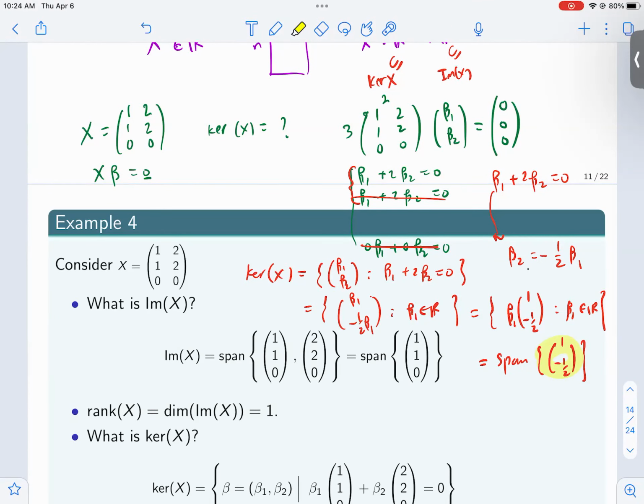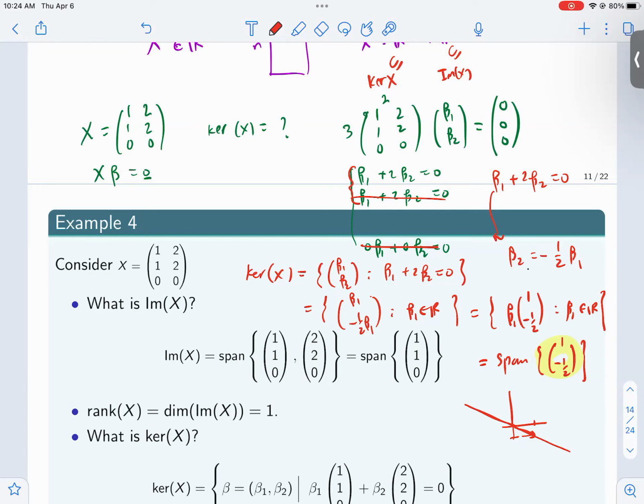The span would be in R2. There's just going to be a line in the direction of 1 and -1/2. So it'll be this line. The dimension of the kernel is sometimes called the nullity of the map. So the nullity is one.